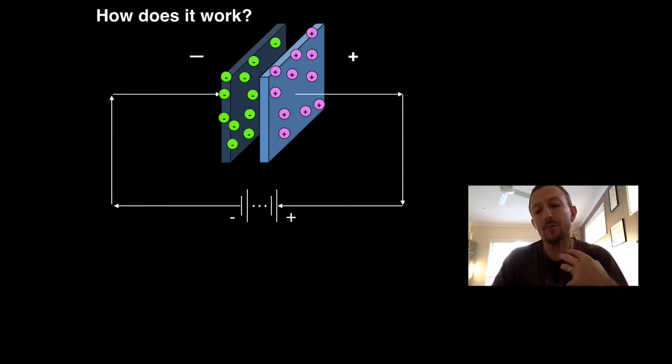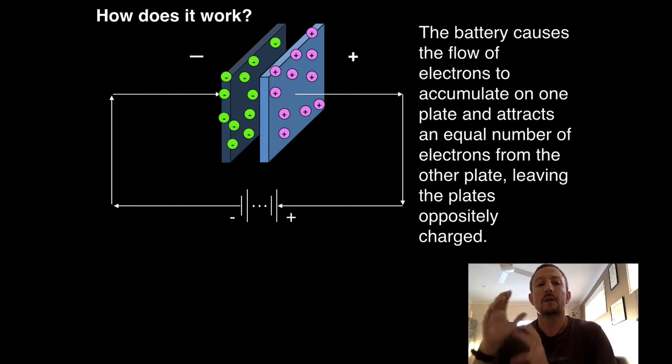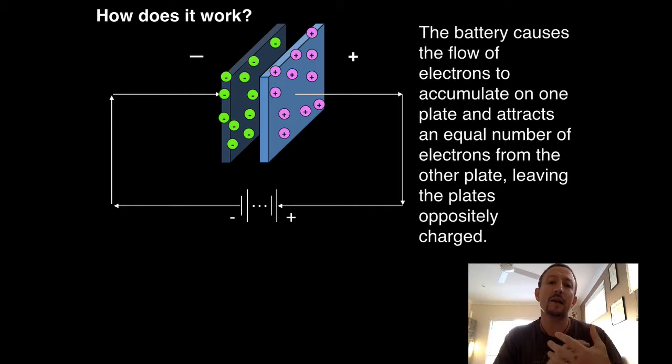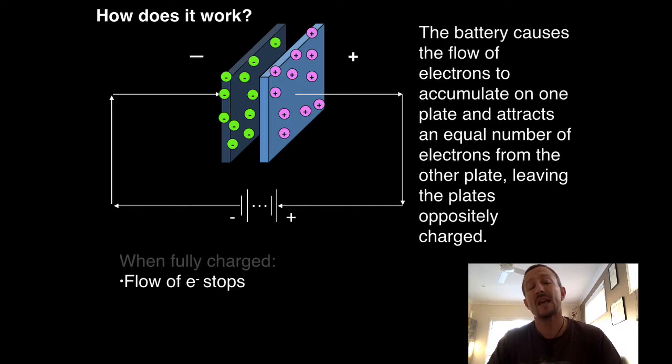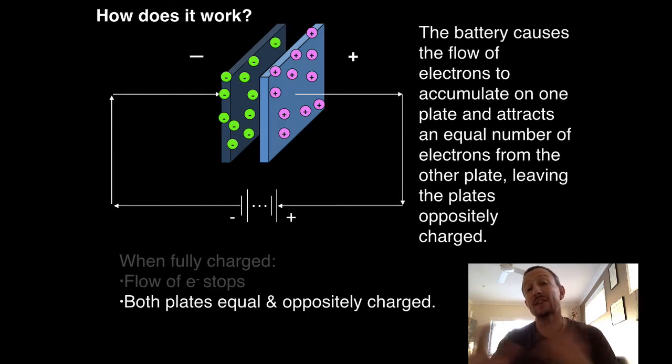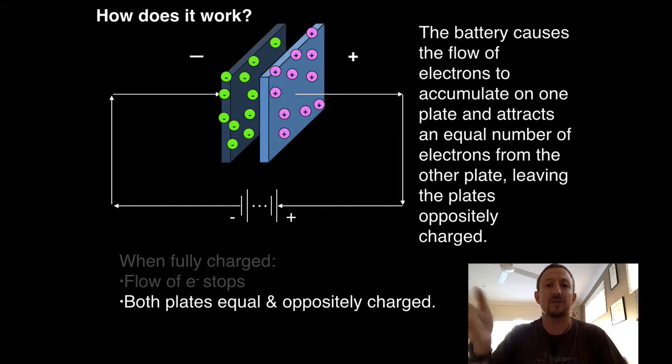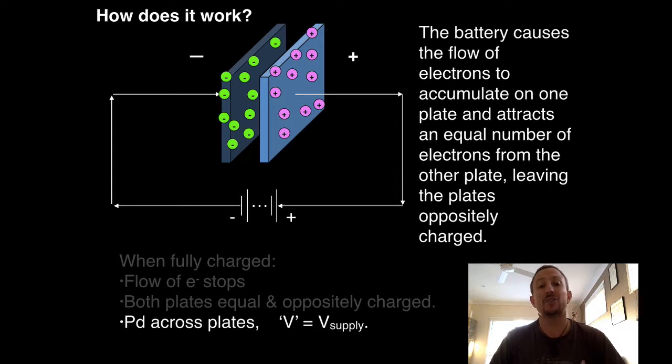So the principle behind how a capacitor works: the battery pushes electrons onto the one plate, and it becomes deficient on the other, becoming positively charged. As a result, when fully charged, the flow of electrons will stop when the push from the battery equals the repulsion from the negative plate. Both plates will be equally charged because, if you think about it, the electrons have been removed from one plate and placed on the other. So a deficiency on this side and an excess on this side. And the PD across the plates should eventually equal the voltage of our supply.